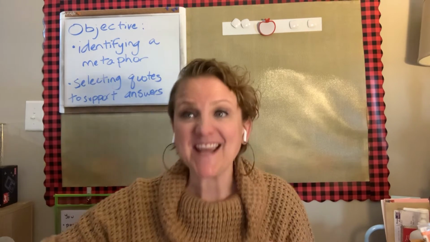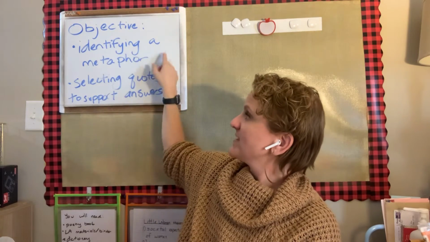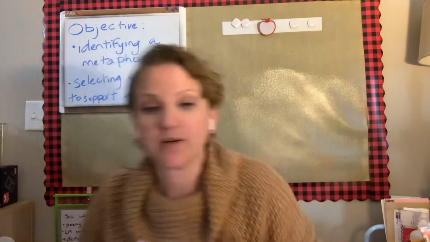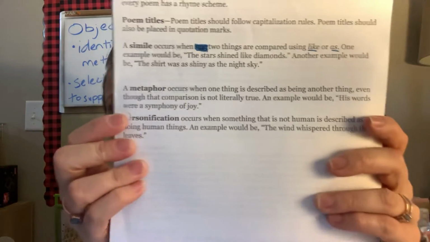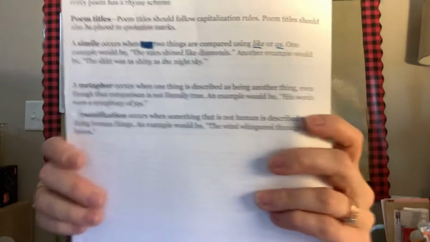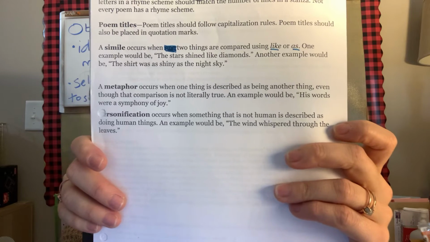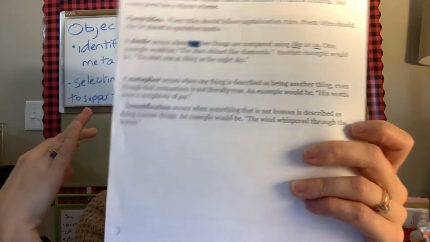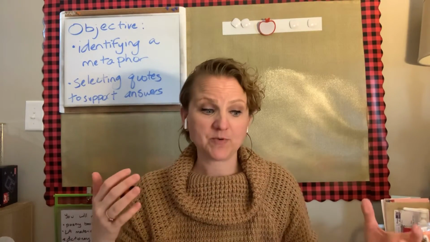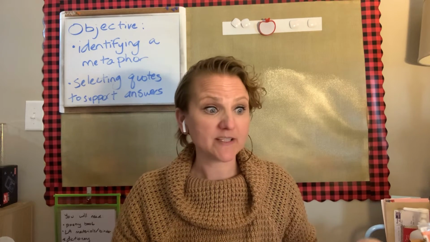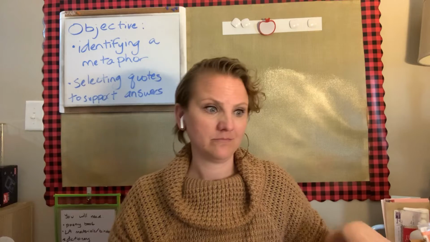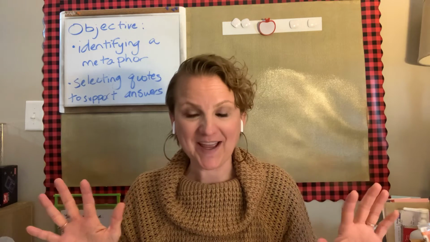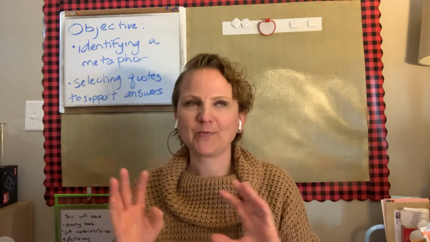So as we get into today's poem, our objectives here, we're going to be identifying a metaphor, which is why I wanted you to get your language arts materials, because I have that definition of a metaphor. Okay, so a metaphor occurs when one thing is described as being another thing, even though that's not literally true. So, his words were a symphony of joy. We're getting a comparison which provides a description, but it's not literally true, right? Or if you said, Miss Bury is a dinosaur, you'd be talking about how old I am, right? Again, I'm not literally a dinosaur, at least not to my knowledge. But this is a comparison you're making to refer to my age, perhaps.